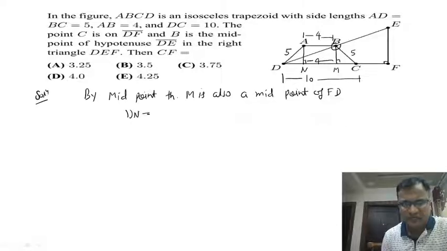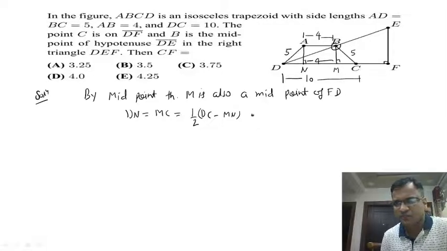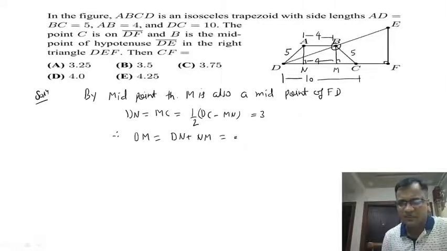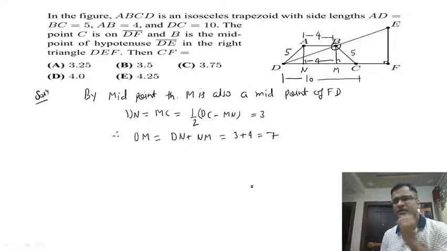DN, I think DN equals MC, and DN equals MC equals DC minus MN whole by 2. That comes out to be 10 minus 4, that is 6 by 2, which comes out to be 3. Okay, and if DN is 3, then what is the length of DM? DM equals DN plus MN. DN is 3 and MN is 4. So the length of DM is 8.